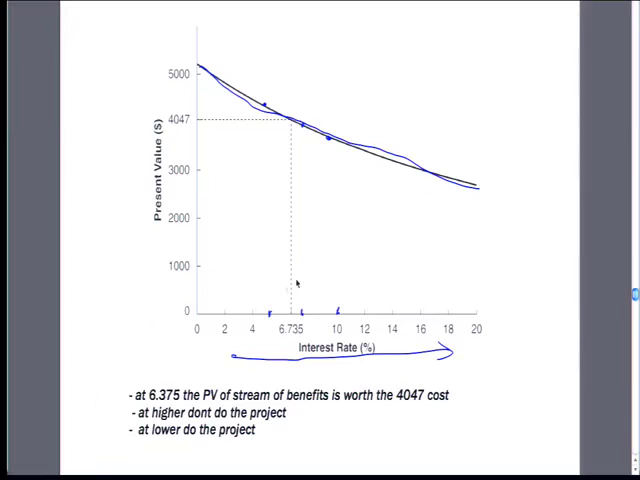So at what interest rate does it make sense for us to do the project? At 6.735%, the present value of the future stream of benefits would equal the present value of the costs, right? At lower interest rates than this crossover point, the net present value is positive, and at higher interest rates, it's not worth doing the project. The net present value is negative.